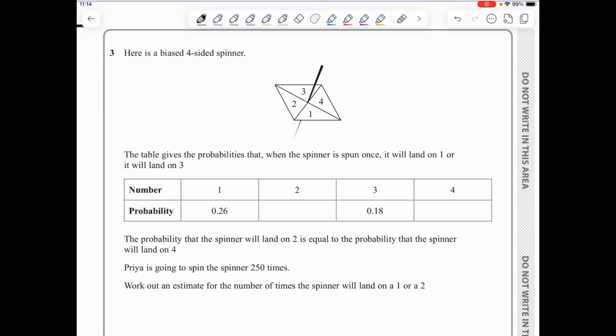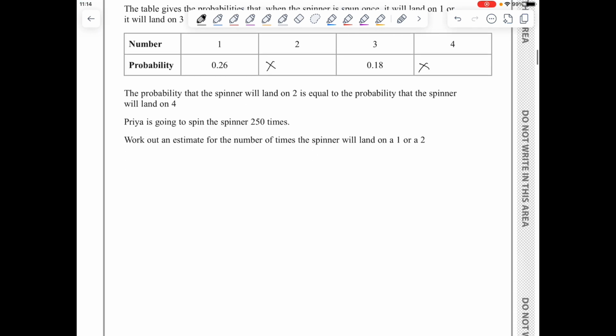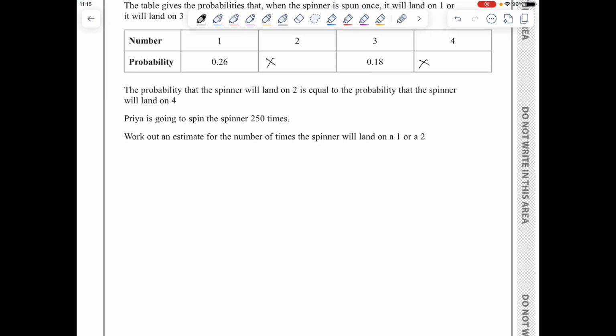In question 3, we're given that the probability of landing on 2 and landing on 4 are equal. Let's call both of these x. In order to find x, I'll create an equation. The sum of all the probabilities is equal to 1. So 0.26 plus x plus 0.18 plus x must be equal to 1. So 2x plus 0.44 is equal to 1. 2x is equal to 0.56, so x is equal to 0.28. Let's write this on the table as well.